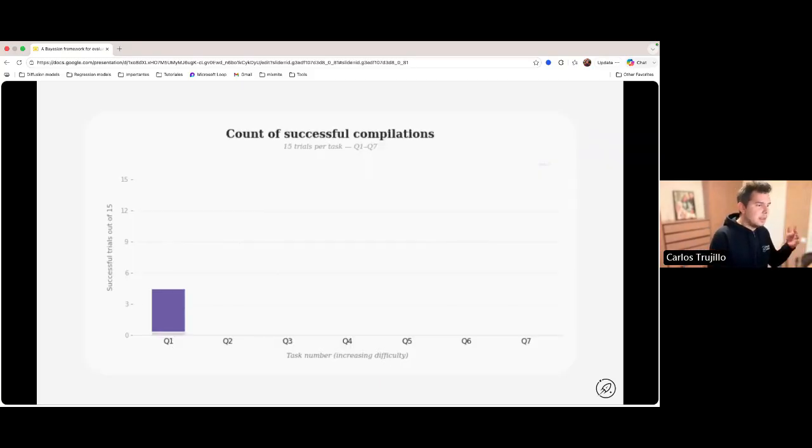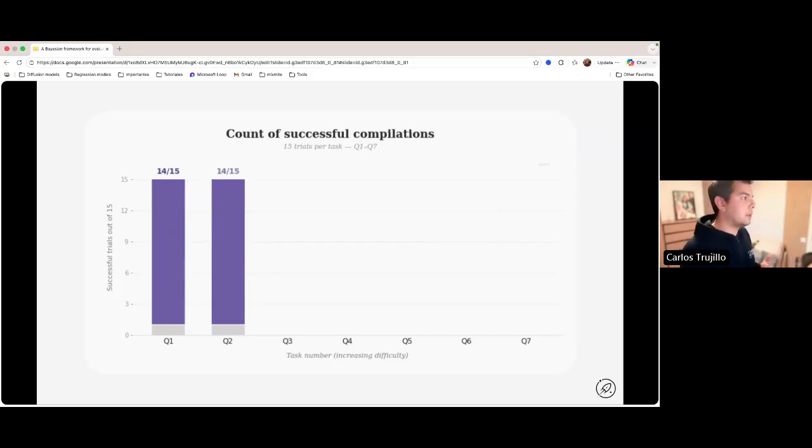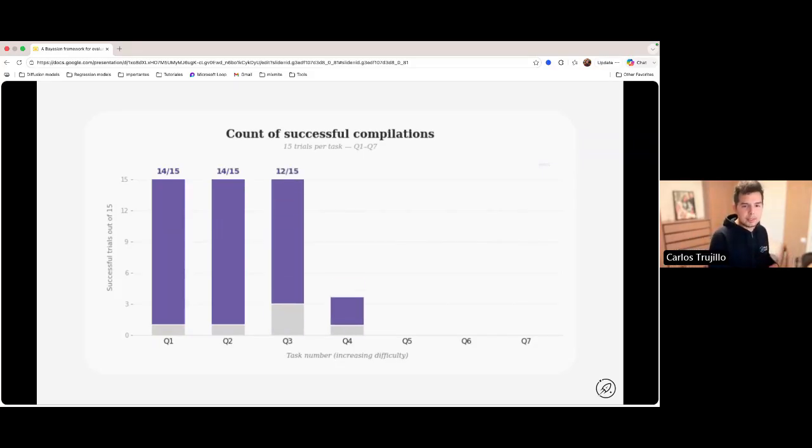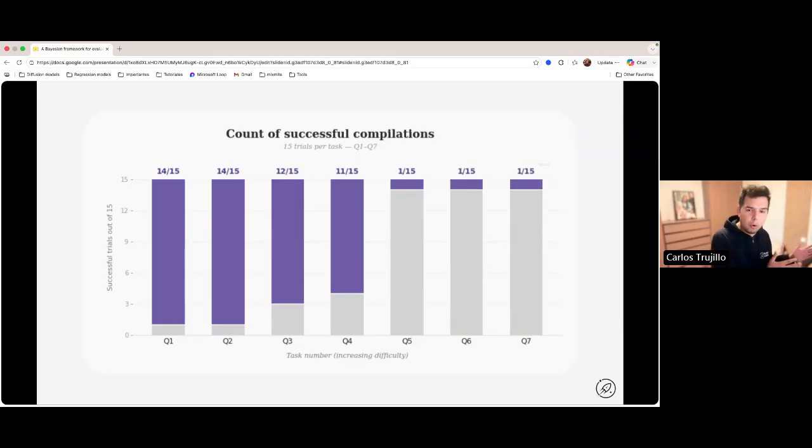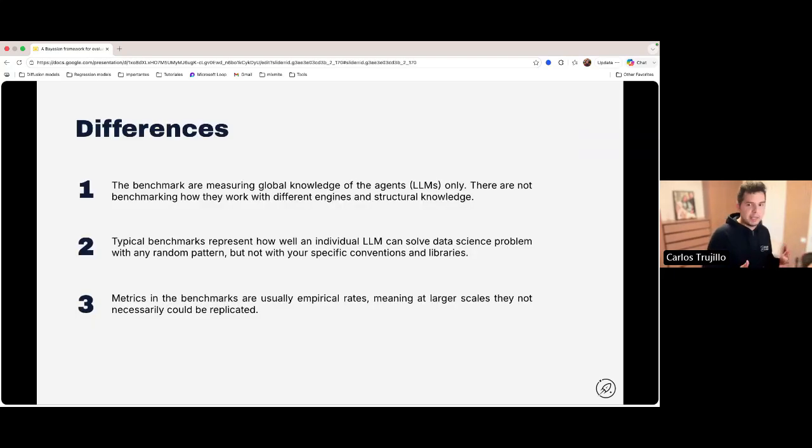And again, in all the second part, they rapidly fail. Nonetheless, we were wondering, okay, if they are so bad, if just one time out of 15 they are able to go through all this process, why are the benchmarks saying that they are so great? Why does every benchmark say they are better and better, that they are increasing? And we basically found three main differences for that.